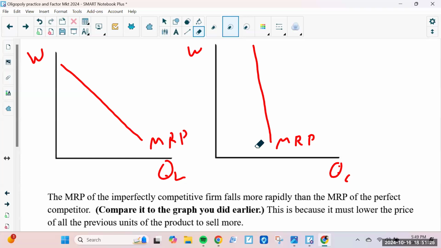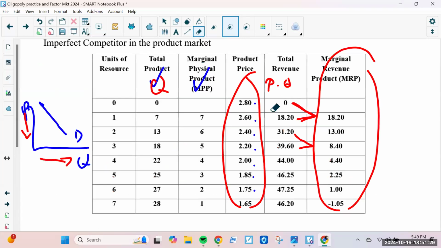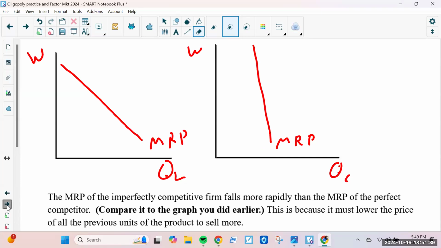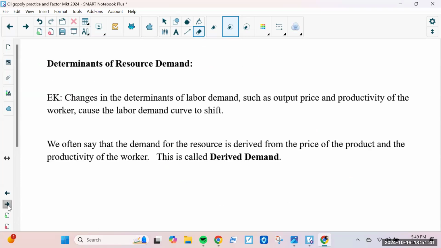A perfect competitor can sell as many units as it wants at $2. But this guy here, he's stuck. And if he wants to go from selling 13 units to selling 18 units, he has to lower the price from 240 to 212. All right, now we have our MRPs. All right, got that.